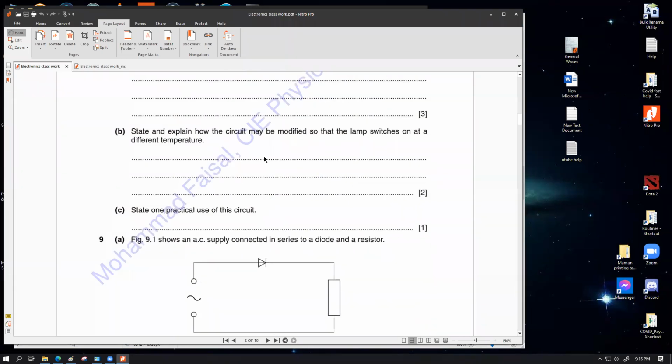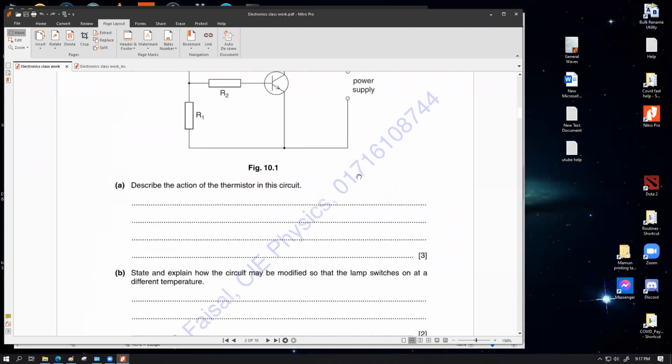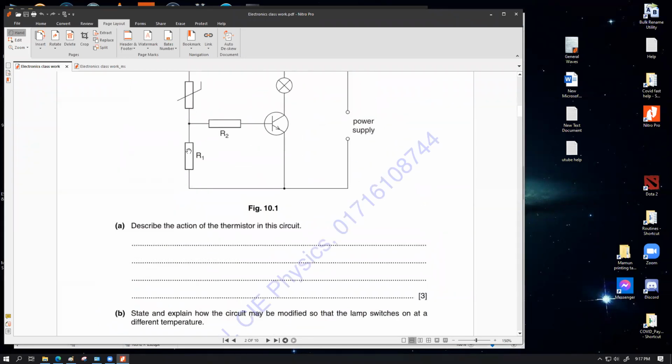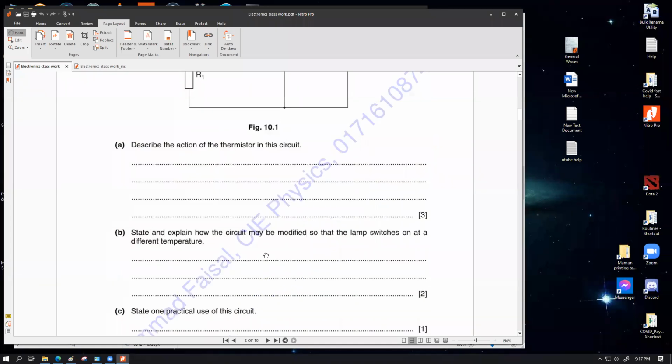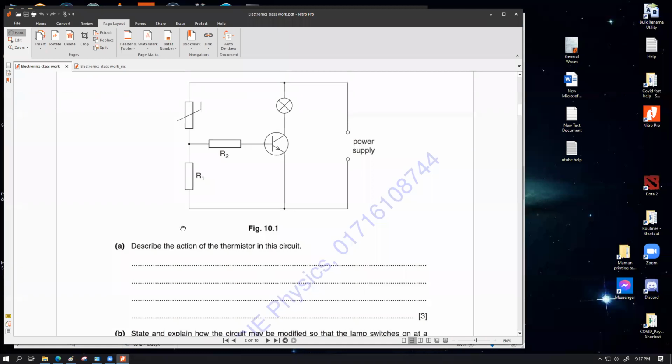Okay, the next question says state and explain how the circuit may be modified so the lamp switches on at a different temperature. So the preferable answer would be we change the value of the resistance R1, which will change the voltage across R2, which is responsible to provide a significant base current to turn the light bulb on.